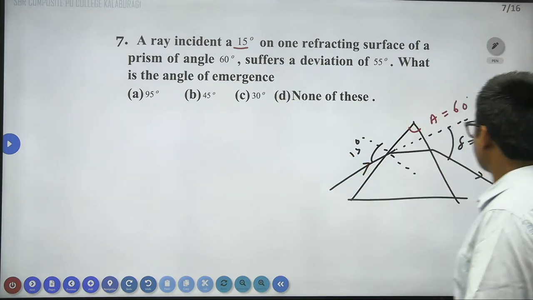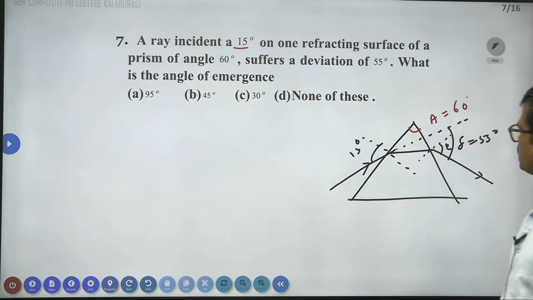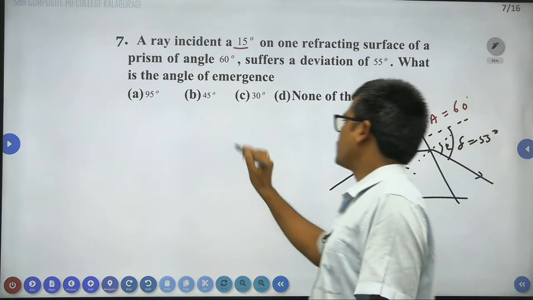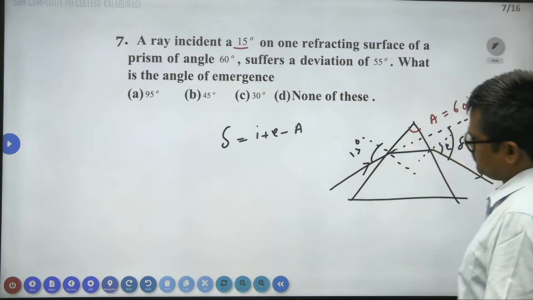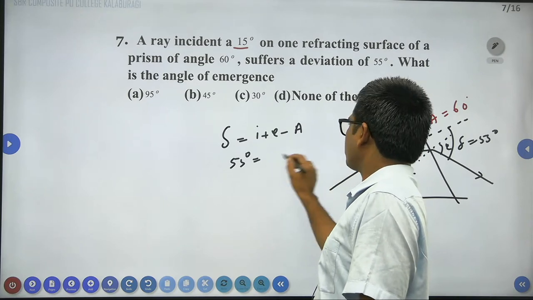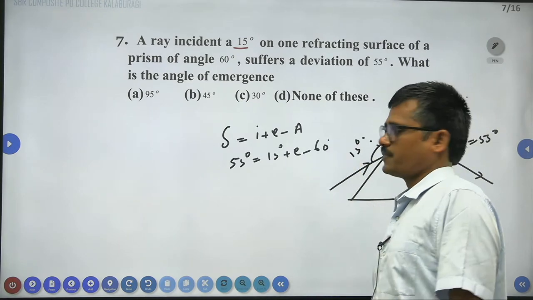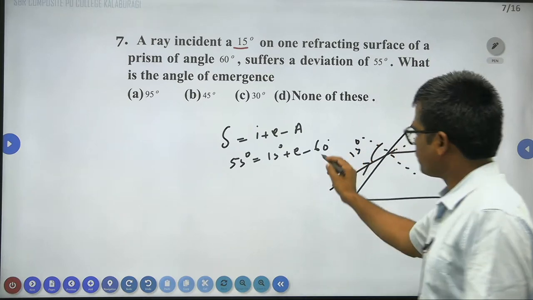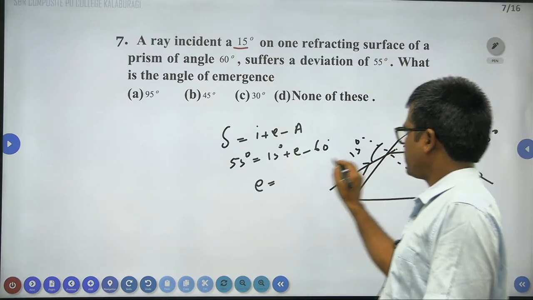What is the angle of emergence? Now draw a normal here also. They are asking the angle of emergence. They are not telling us that the prism is in minimum deviation position. So better we take the formula: deviation equals I plus E minus A. Deviation is given as 55 degree, I is 15 degree they have given, plus E minus A, where A is 60 degree. Right or not? So 15 minus 60 will be minus 45, so you take that to the other side. Am I right or not?